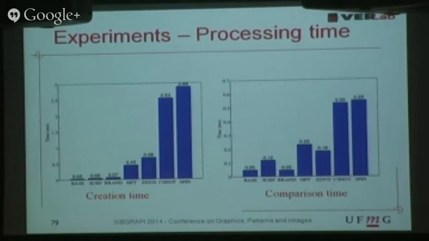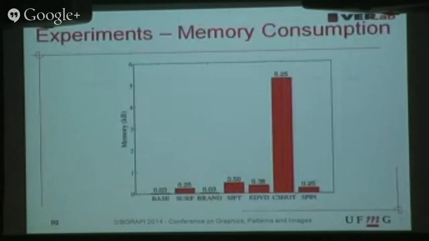Okay. As far as comparison time, which is very important when you're doing the matching, you can see BASE is right here, BRAND is right here, and EDVD is right here. EDVD loses to SURF by a little bit, but still has a very fast comparison time. As far as memory consumption is concerned, since we're dealing with binary descriptors, you can see here that the amount of memory that you take with your descriptors is very small. BASE is very small. It's roughly the same here. EDVD, again, loses a little bit to SURF. And other than that, we do better.